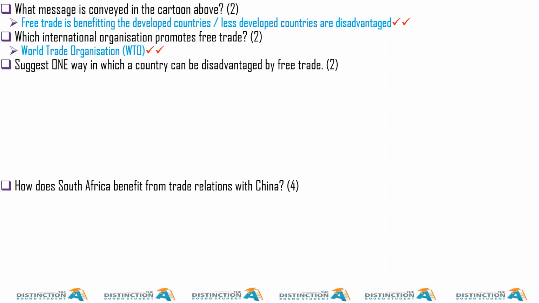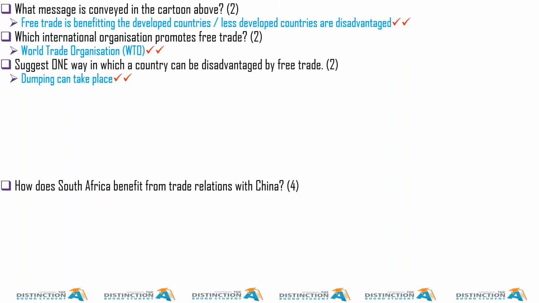Okay, I think I was tired here, because right now the cartoon that I'm talking about here is not there, and it's a big problem. But you can check from one of the papers, just for us to learn what message is conveyed. Okay, you don't see the cartoon, so let's leave that out. Which international organization promotes free trade? That will be the World Trade Organization, so take that in mind.